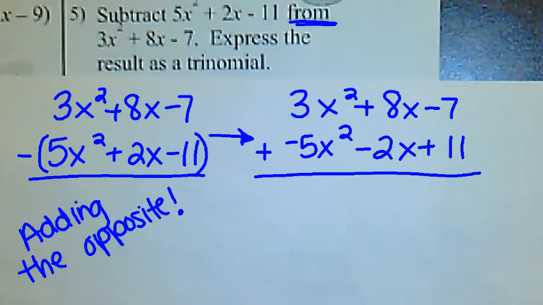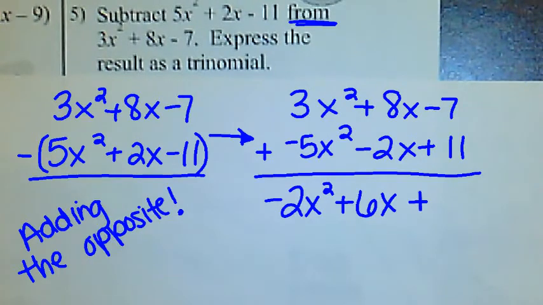Okay, so 3x squared, and I'm adding a negative 5x squared. So that's actually going to be a negative 2x squared. I have an 8x, and then a negative 2x, so that's going to be a positive 6x, and then a negative 7 plus 11. So that will be a positive 4. And that's your final answer.